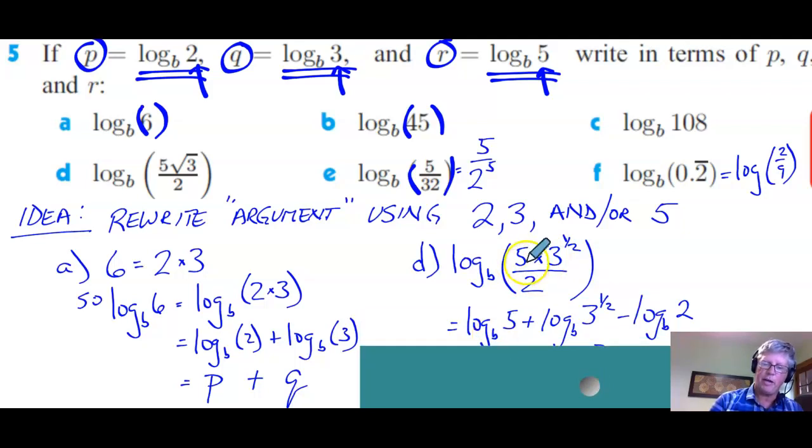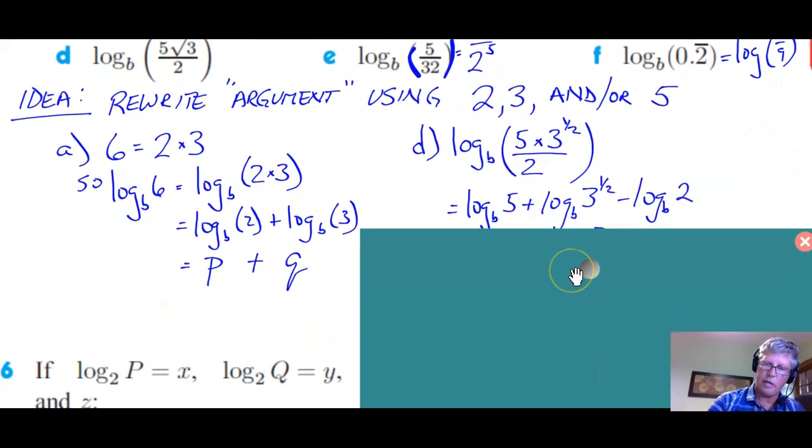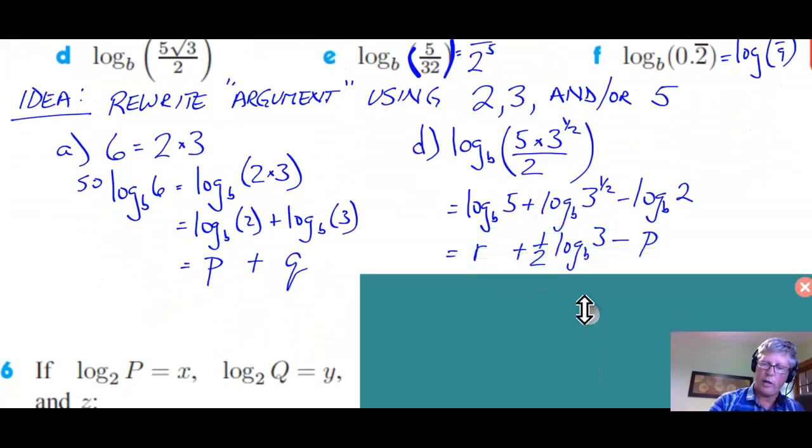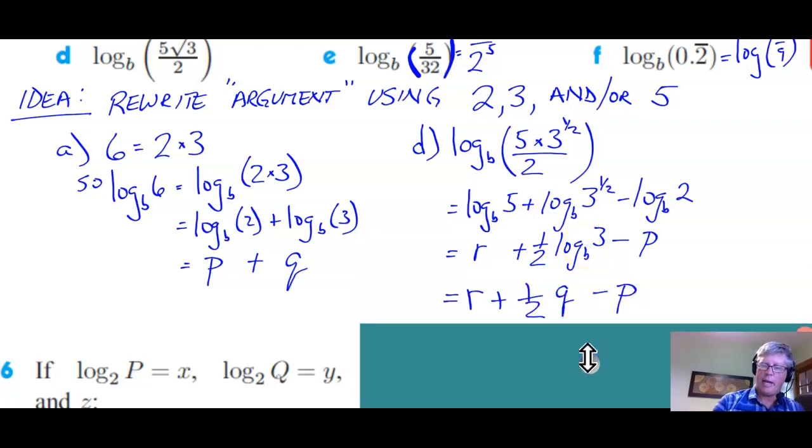Log base b of 5 plus log base b of 3 to the 1/2 minus log base b of 2. Now we're off to the races. Really not a lot to do here besides win, win, win. R replaces this. I pull the 1/2 out, and then the b, and then now I can substitute in for the q. This is not q to the 1/2. It's 1/2 q. We've got to pull that out front. Well done, well done.